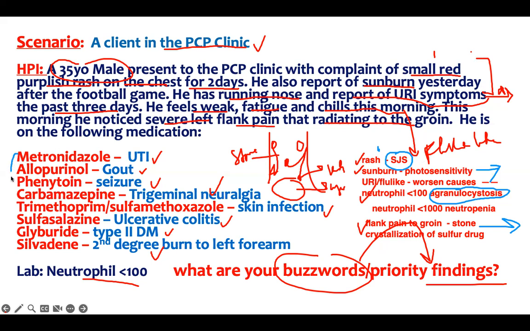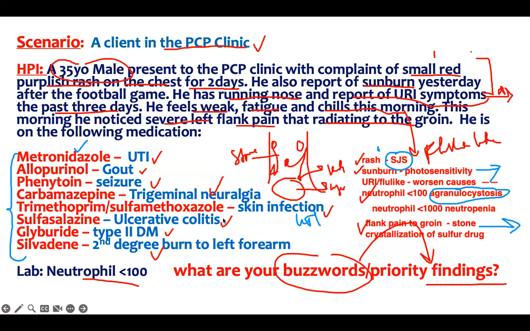So what are all these? These are all sulfa drugs. Metronidazole, common, we take it all the time for UTI and other medical problems and infection, is a sulfa drug. Allopurinol for gout, we can use it for other problems, is also a sulfa drug. Phenytoin for seizure disorder, sulfa drug. Carbamazepine is also used for seizure and then trigeminal neuralgia. Bactrim is also used for skin infection and UTI. We can also use it for UTI all the time; we prescribe it all the time.